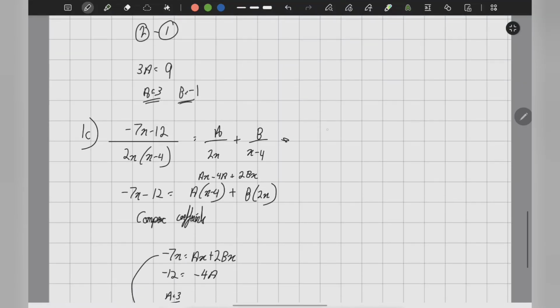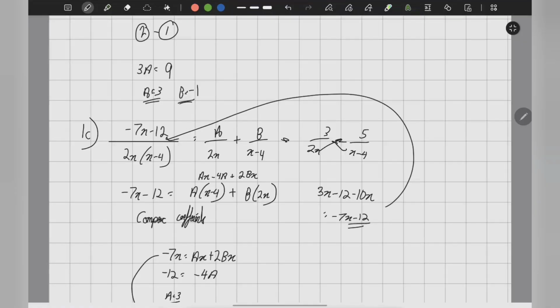So if we can check this, we expand and see if we get minus 7x minus 12. So we get 3x minus 12. Then we get minus 10x. If we cross multiply here and here, so we get minus 7x minus 12, which is the same as our numerator, which means we've done it right.